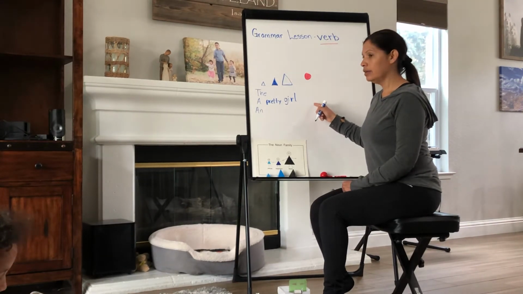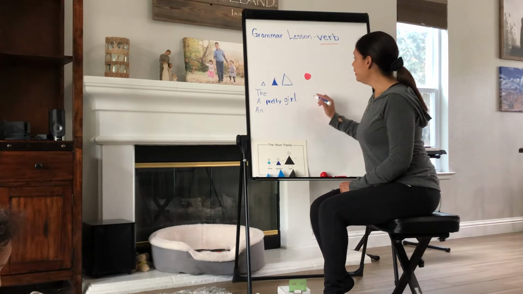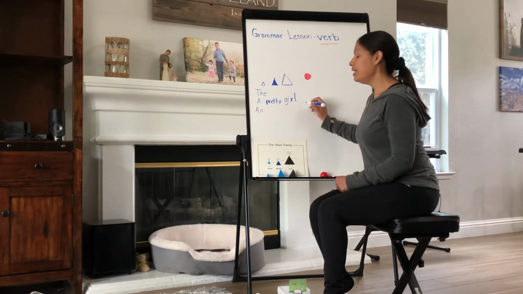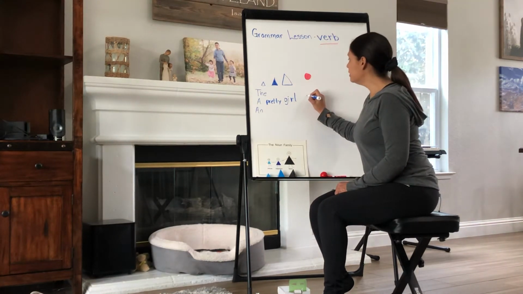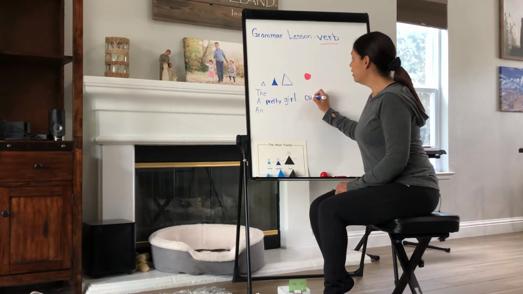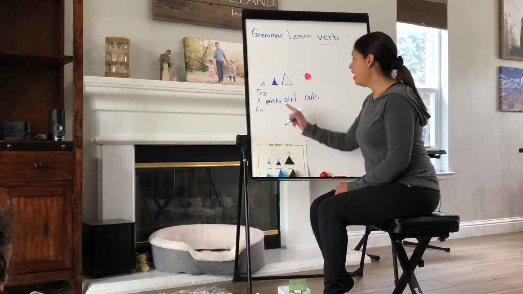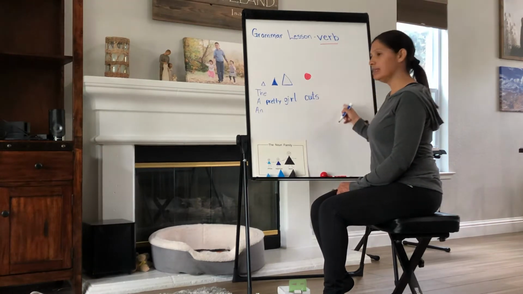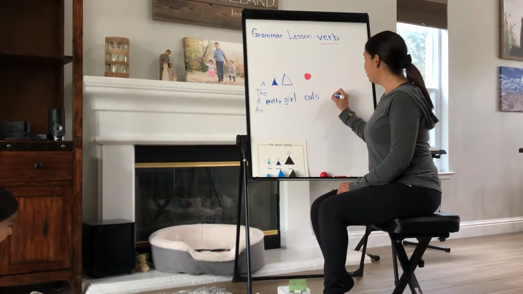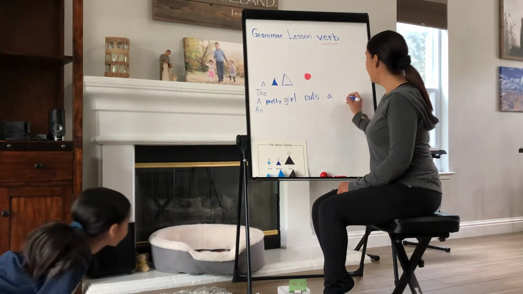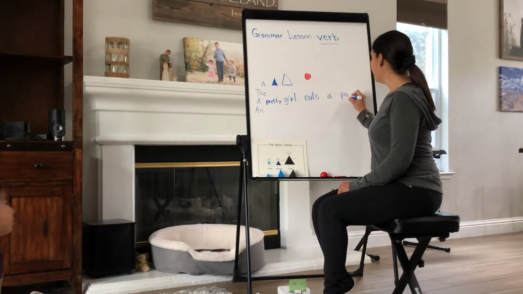Okay, a pretty girl is cutting, and then in the actual verb I'm just going to say cuts. A pretty girl cuts a paper. See, and then you use that article again, a paper.